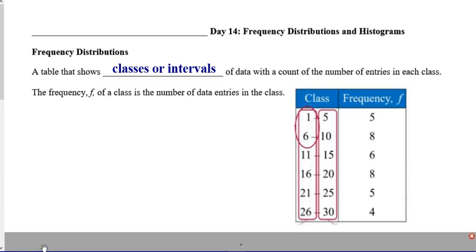So, the frequency, F, of a class is the number of data entries in the class. So if you look at this, let's say this is the number of push-ups you can do in a minute. Five people did somewhere between 1 and 5. 8 people did between 6 and 10. 6 people between 11 and 15, and so forth. Well, 4 people topped out between 26 and 30.